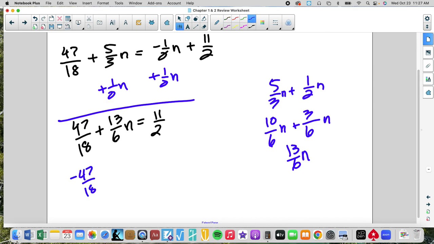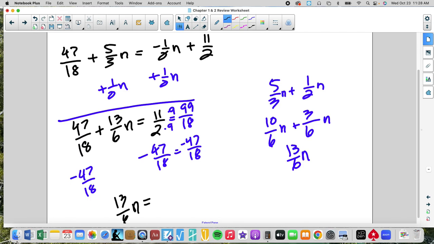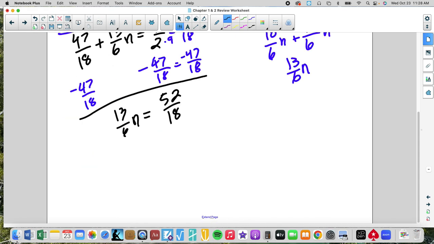Minus 47/18 minus 47/18. So this is equivalent to how many 18ths? Well, times 9, that's 99/18. Negative 47/18. So 13/6 n equals, and if we do that out, that's going to be positive 52/18.